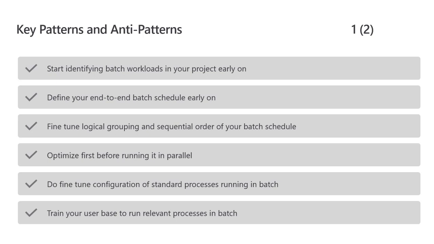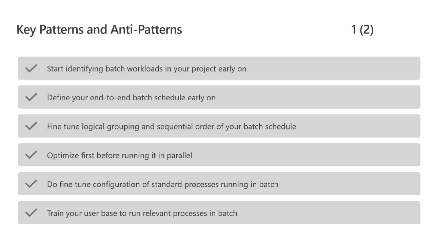If you identified a bigger issue here on possible runtime due to design reasons, you might need to invest additionally into tuning, or in the worst case, it means that you identified a gap early on in your project. The next pattern is that you should fine-tune logical grouping and sequential order of your batch schedule. Heavy workloads that are touching the same areas of the solution might run into conflicts during runtime, and you want to keep an eye on what can and should run at the same time and what simply not.